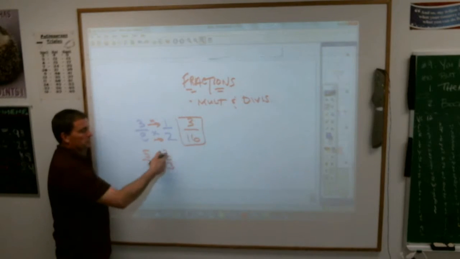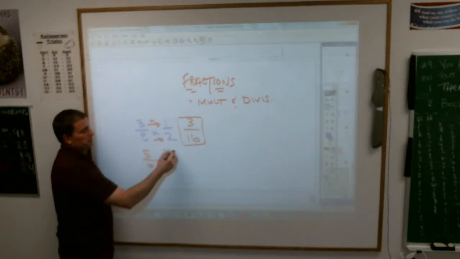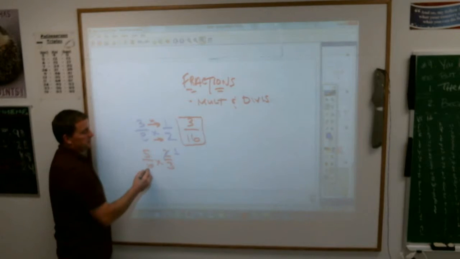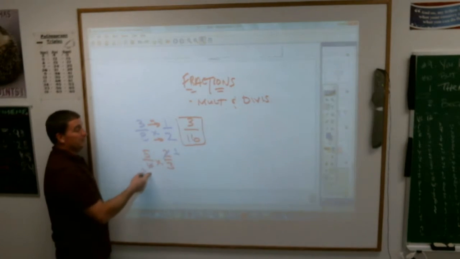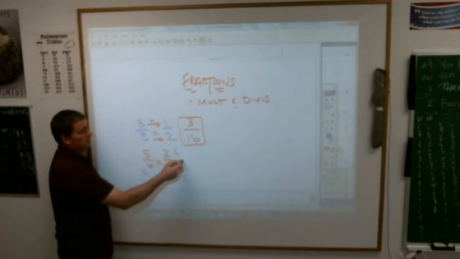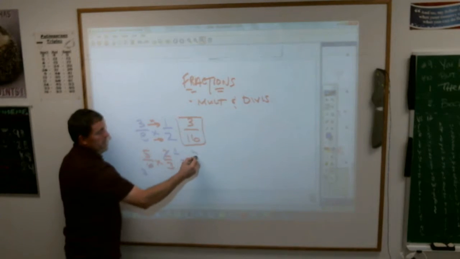You see that there's a 2 and a 6 here. 2 goes into 2 once. 2 goes into 6 3 times. You can't cross-cancel anything else. You can't do bottoms with bottoms. It has to be a top with a bottom. So you end up with 5 times 1 is 5, and 3 times 3 is 9.